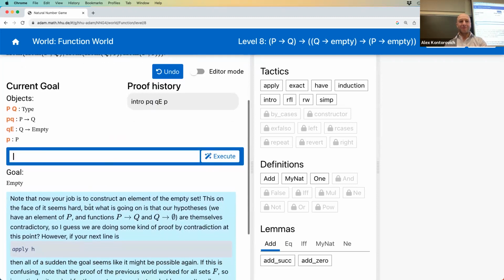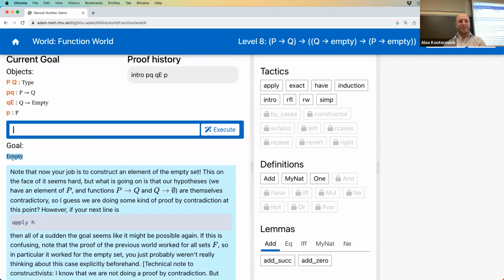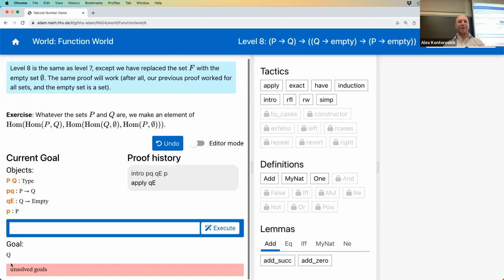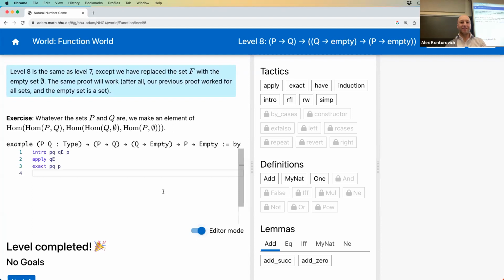Okay. So we're supposed to construct an element of the empty set. Of course we can't. So the suggested line is apply H. If we apply H, they assume that we called it H, but we didn't. We called it QE. So let's apply QE. And now it says, give me an element of Q. Oh, good. We know how to do that. Exact PQP.